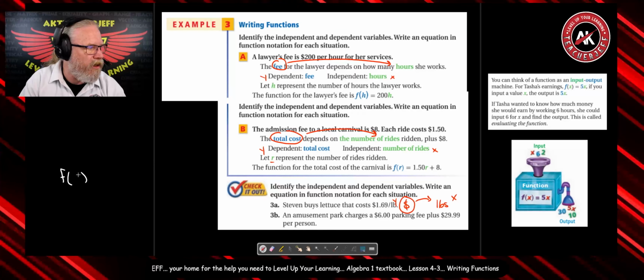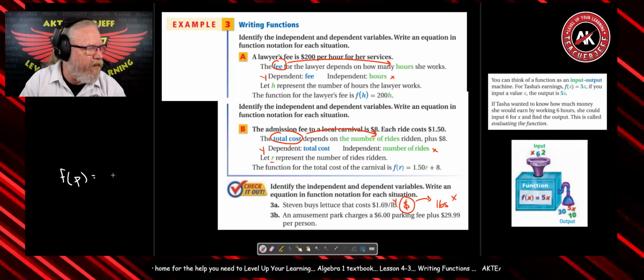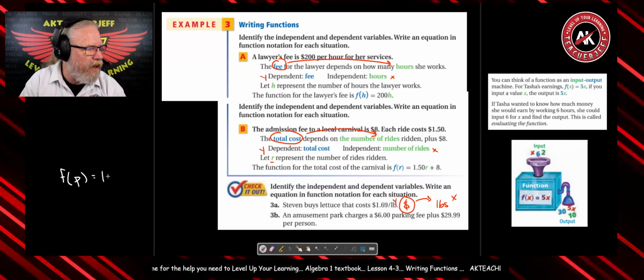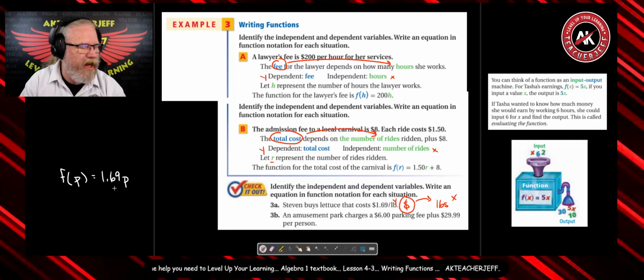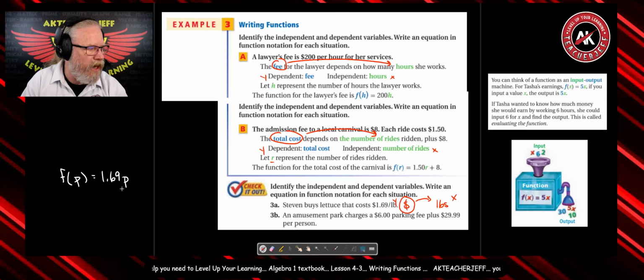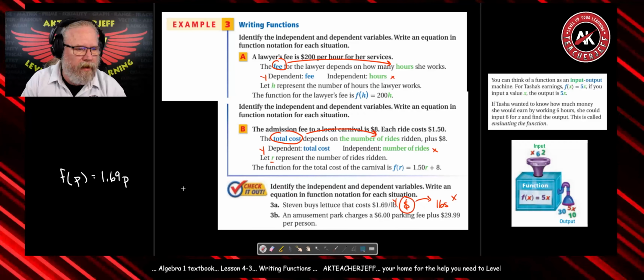It's the number of pounds. So let's just do p for pounds. There we go. So f of p is equal to $1.69 per pound. So we would have f of p is equal to 1.69 per pound.